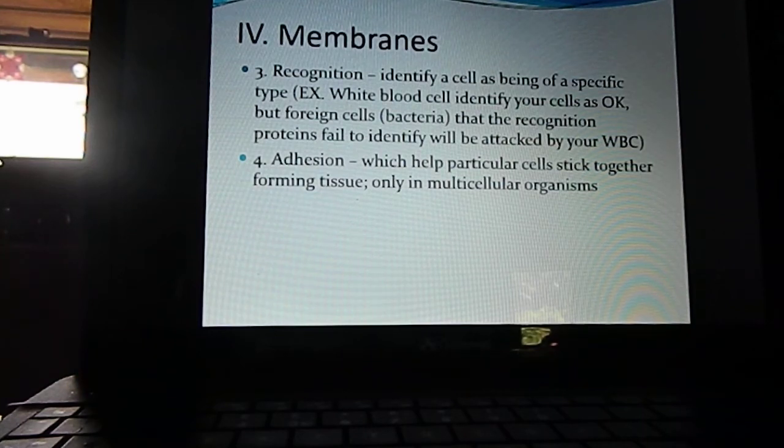Adhesion proteins are those that are associated with the surface of the membrane, and they help attach cells in the tissue layer together to form a tissue. We talked about cell junctions in animal cells and the adhering junctions, and this is the protein that helps allow for those cells within the tissue layer to stick together.